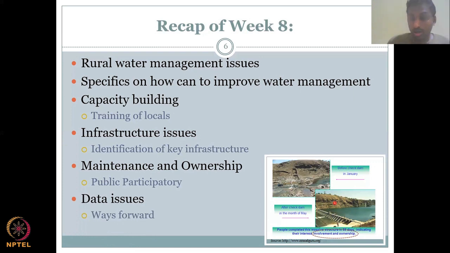So to move on, the maintenance and ownership was the key. And a lot of stress was given on creating these public participatory networks. We looked at NGOs and discussed what an NGO is, and how they play a very vital role in bringing your stakeholders, government agencies and the public, to communicate with each other and manage the water resource.